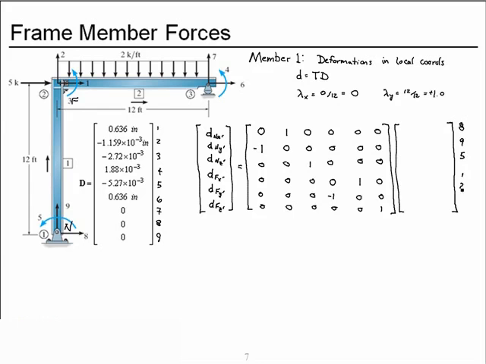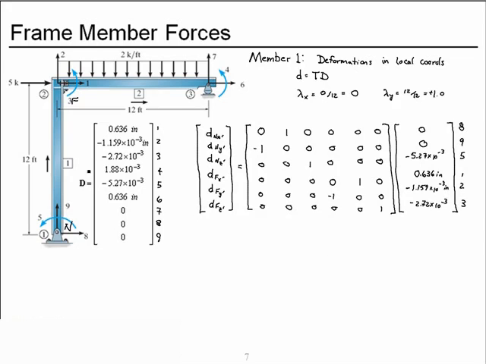One, 2, and 3. So when we pull those deformations from here, 8 and 9 are 0. 5 is a minus 5.27 times 10 to the minus 3 radians. 1 is a 0.636 inches. 2 is a minus 1.159 times 10 to the minus 3rd inches. And 3 is a minus 2.72 times 10 to the minus 3rd radians.